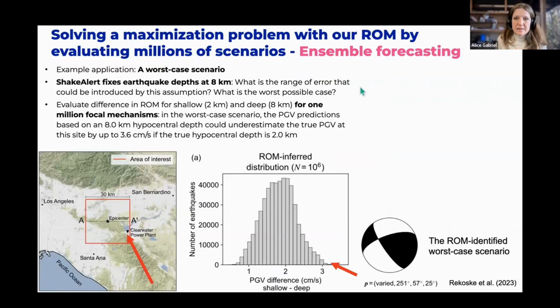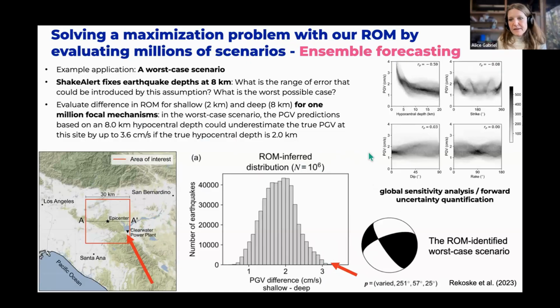This allows us not only to get to shake maps really fast, we can also solve maximization problems. So this is using ensemble forecasting. For example, we might be interested in finding out what the worst case scenario in terms of shaking is if we are varying the depth of the same earthquake, and we're interested in the maximum shaking experienced at the Clearwater power plant, which is just at the edge of our domain here. So we're interested in the tail of our distribution. And to look at these kind of things, we can evaluate millions of models and really quantify what, in this case, the worst case is. And we can also do global sensitivity analysis or forward uncertainty quantification.